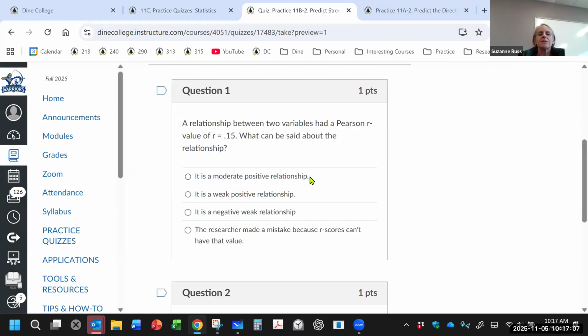It's moderate positive. Well, does this have to be positive or negative, guys? This r equals 0.15, positive or negative? It's got to be positive because we don't see a minus sign, right?